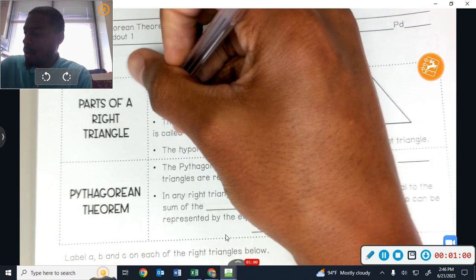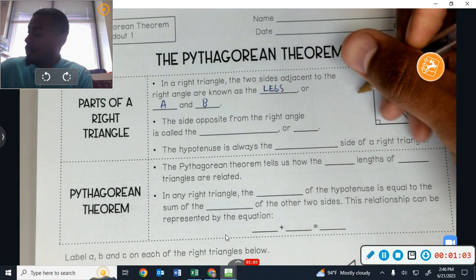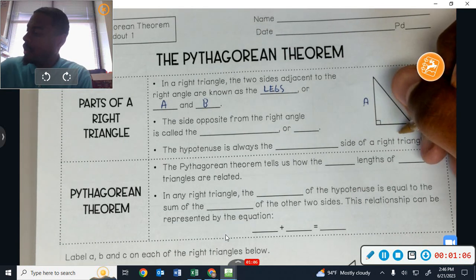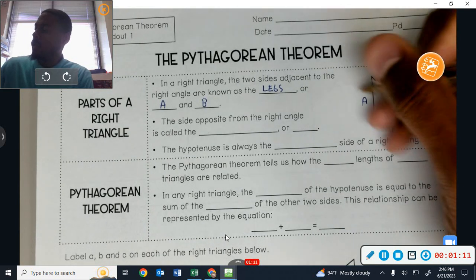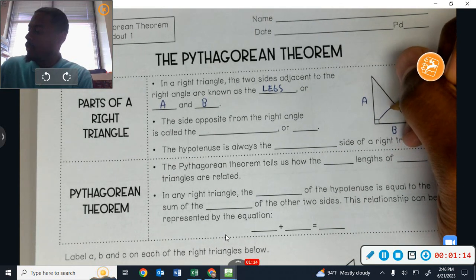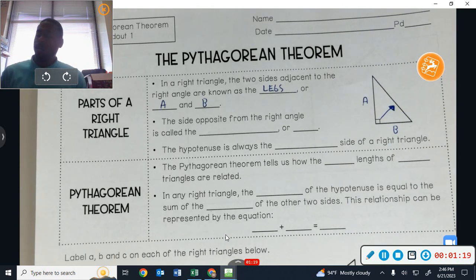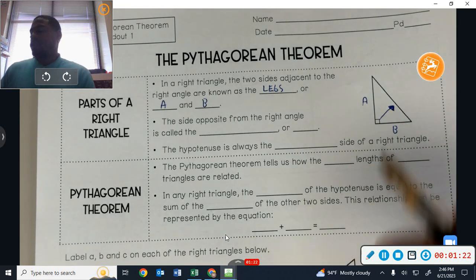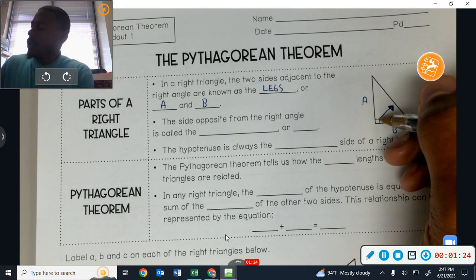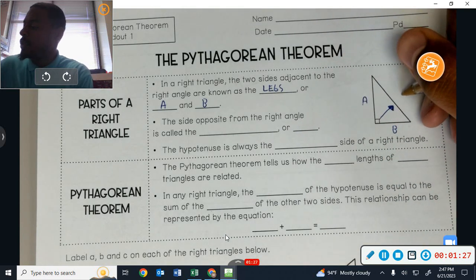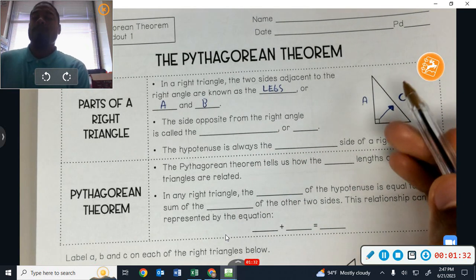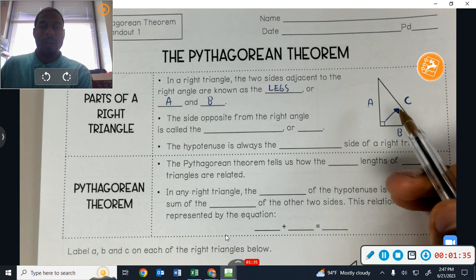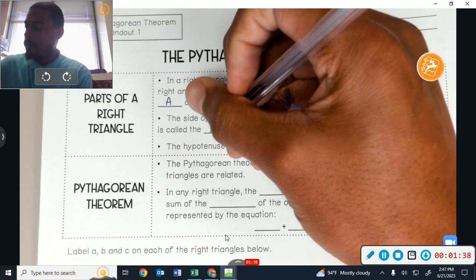Okay, so we have A and B. A and B are adjacent because they're going to touch here. This is a right triangle symbol, and the right triangle symbol represents 90 degrees. We always want to draw this line across from the right triangle symbol because that's going to tell us our C. Our C is very important. Our C is going to represent the hypotenuse. It's called the hypotenuse.